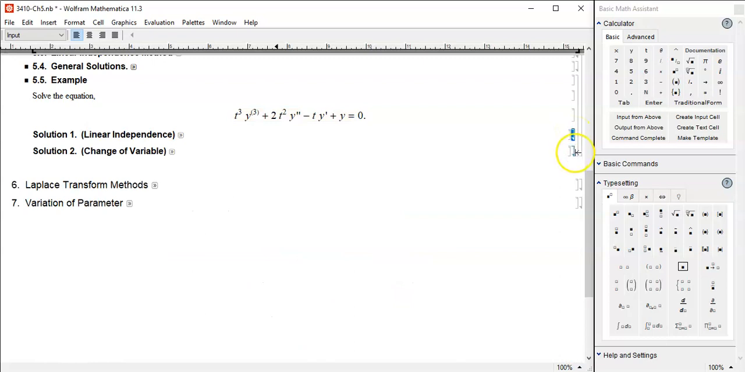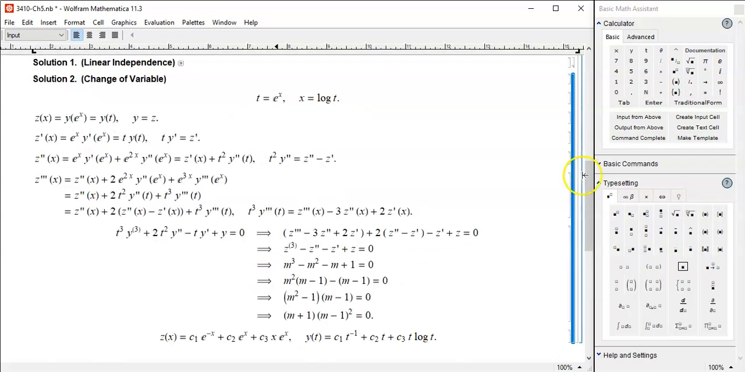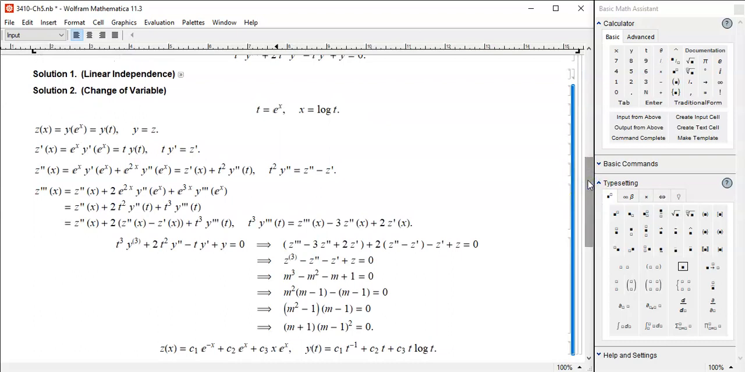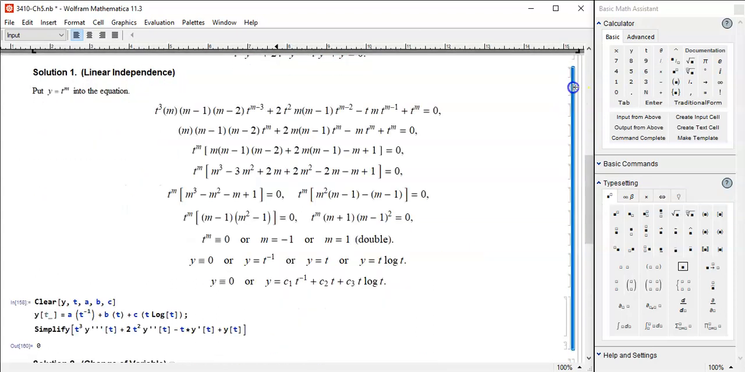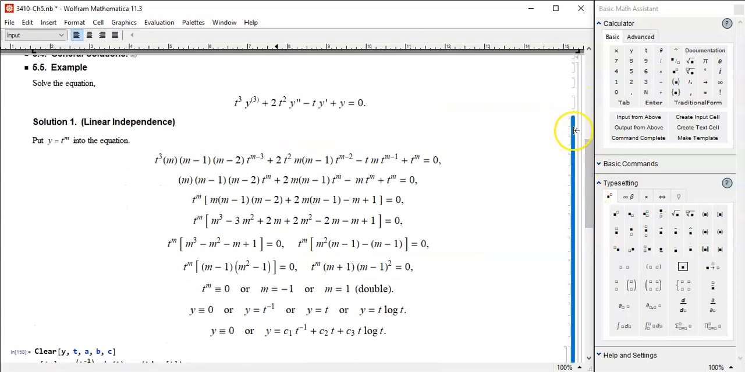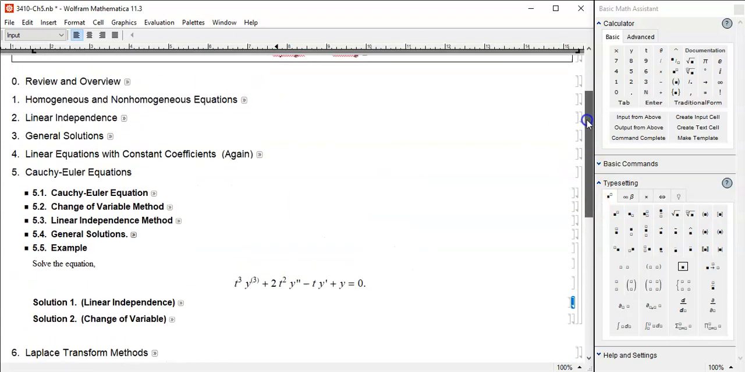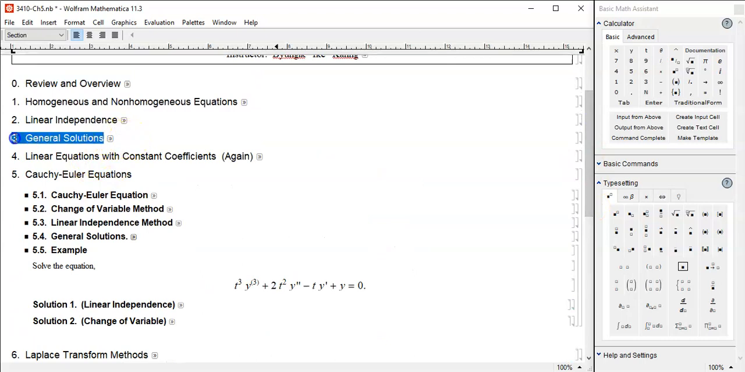How about the other method, change of variable method? I guess I'll have to leave that to you. Long and complicated, so I don't really want to deal with it in detail, as a matter of fact, to tell the truth. For third order, this change of variable method is, I don't know, it's kind of like this. So I'll leave this to you, and I'll encourage more students to use this linear independence method. And this method corresponds perfectly to what we already did earlier in section 3, general solution theorem.